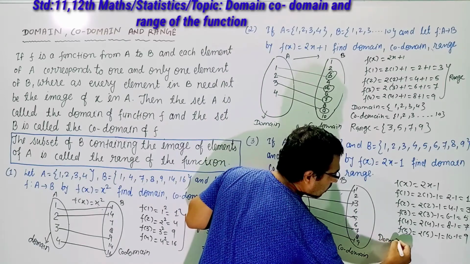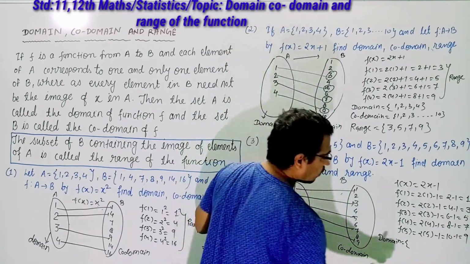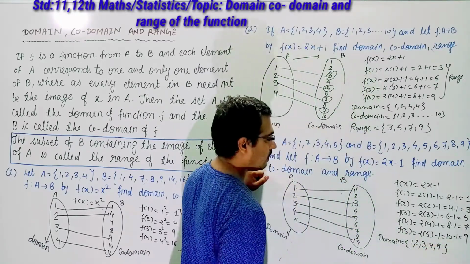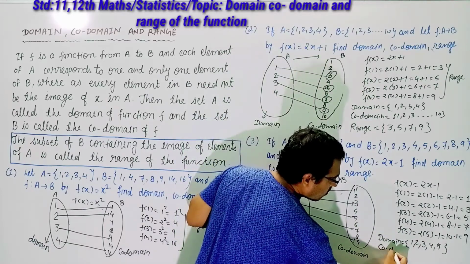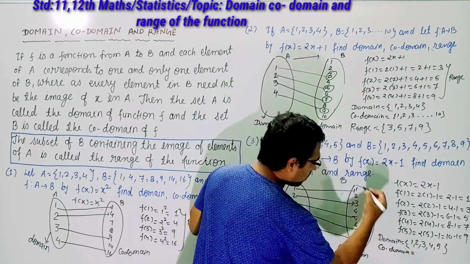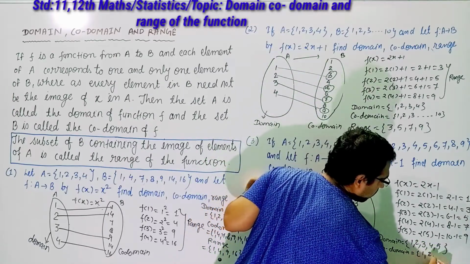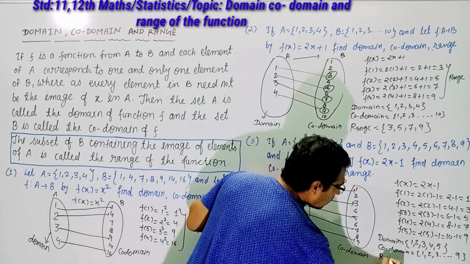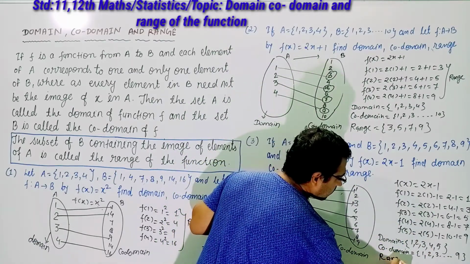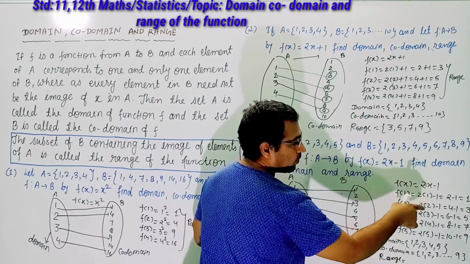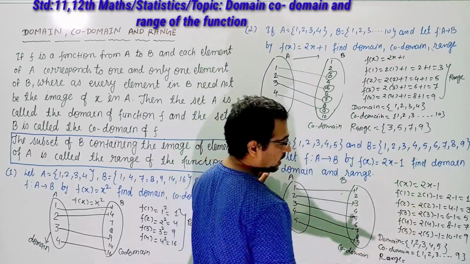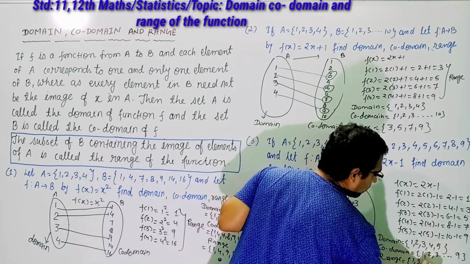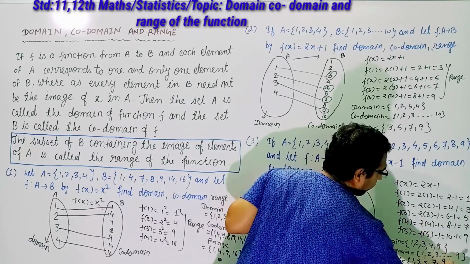So students, here you can write: the set of the domain is 1, 2, 3, 4, 5. The set of the codomain is 1 to 9, 1, 2, 3 up to 9. And the range is 1, 3, 5, 7, 9. These are the elements of the range.